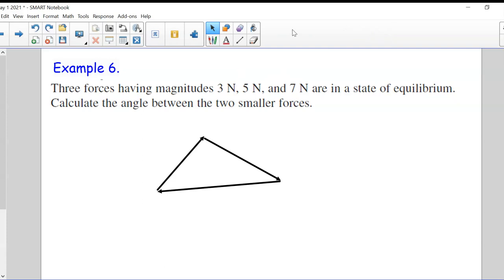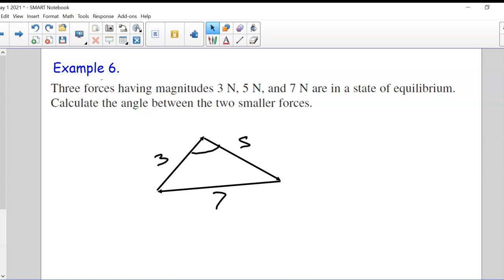So what I'm going to do is put some numbers beside them to represent their magnitudes. I'm calling that the 3, I'm calling that 5, and I'm calling this the 7. Not drawn to scale, let's just be clear on that. What is the angle between the two smaller forces? Well, we could say it's this angle right here. We could say that, but it's not really that angle, right? That's not between the two smaller forces.